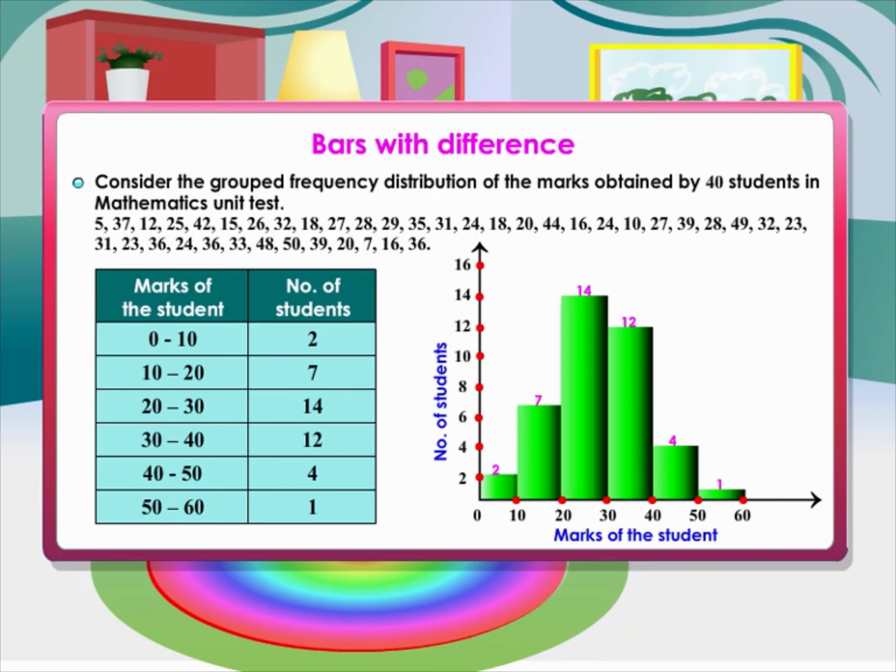The class limits are marked on the horizontal axis and the frequency is marked on the vertical axis. Also, there is no gap between the class intervals. Thus, a rectangle is constructed on each class interval. This type of graphical representation of data is called histogram.